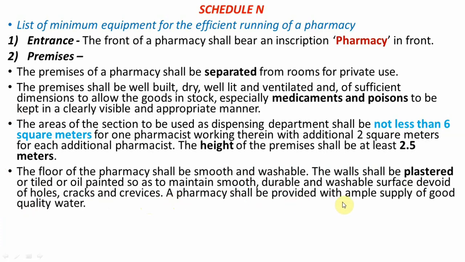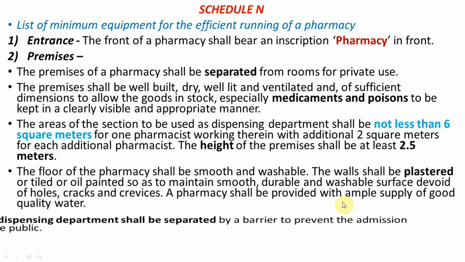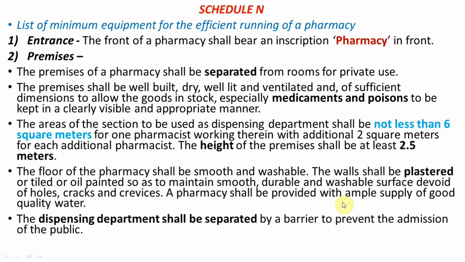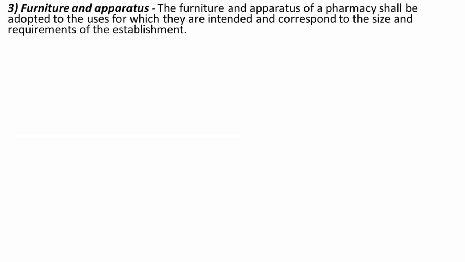A pharmacy shall be provided with ample supply of good quality water. Next, the dispensing department shall be separated. Dispensing department shall be separated by a barrier to prevent the admission of the public. Then furniture and apparatus. The furniture and apparatus of pharmacy shall be adapted to the uses for which they are intended and correspond to the size and requirements of the establishment.